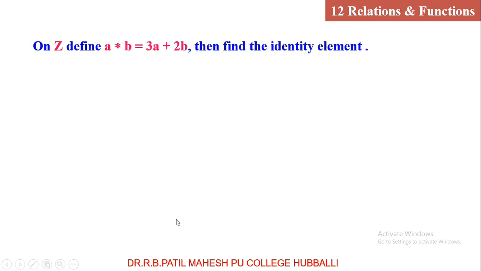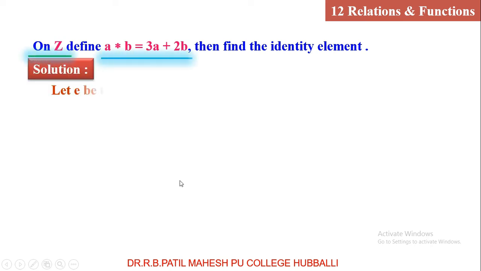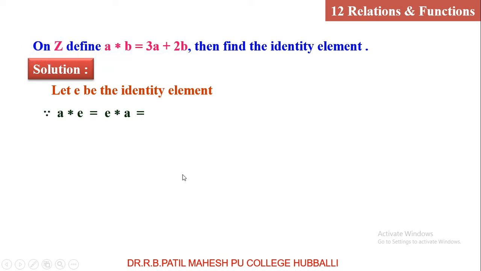On Z, define A star B equal to 3A plus 2B. Then find the identity element. Let E be the identity element. A star E equal to E star A, that is equal to A. Definition of identity element. Now to this operation, A star B, 3A plus 2E. Hope you are understanding. In every example I am just writing A star E in this given operation. In this operation what we have? A star B as 3A plus 2B.